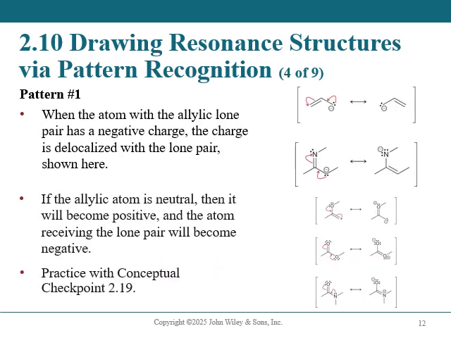When the atom with the allylic lone pair has a negative charge, the charge is delocalized with the lone pair, as we can see here. You can see the lone pair sort of migrated, and generated these two structures. The same goes for pretty much everyone in this set of examples. If the allylic atom is neutral, then it'll become positive, and the atom receiving the lone pair will become negative.